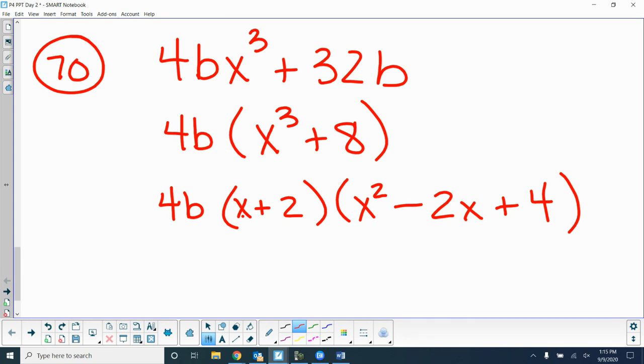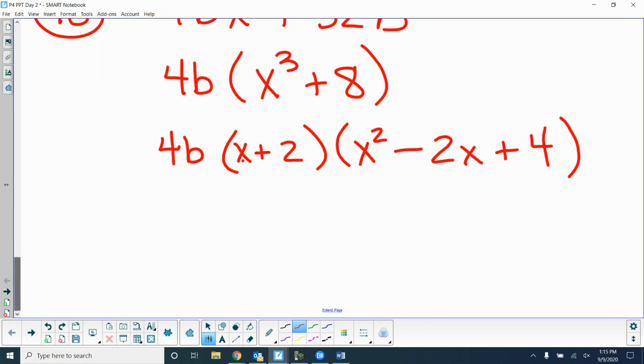Okay. 75, I'd also like to let you see. Again, those were the last couple there. Pretty tough. 80's not tough. It's just a normal grouping problem after you take out the GCF.